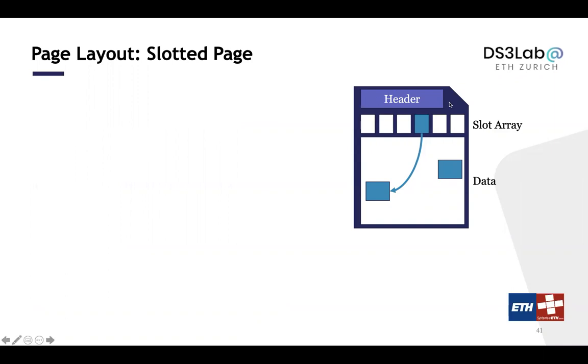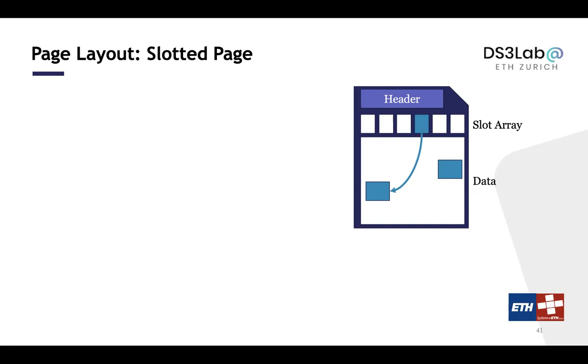You have your header at the beginning of the page, which contains all the meta information. And then the data part, you decompose it. You have a whole bunch of slots, okay? And every single slot corresponds to essentially one tuple that you can store on this page. And then every single slot is going to have a pointer pointing to the beginning of the record, and is also going to store information about the size of the record, okay?